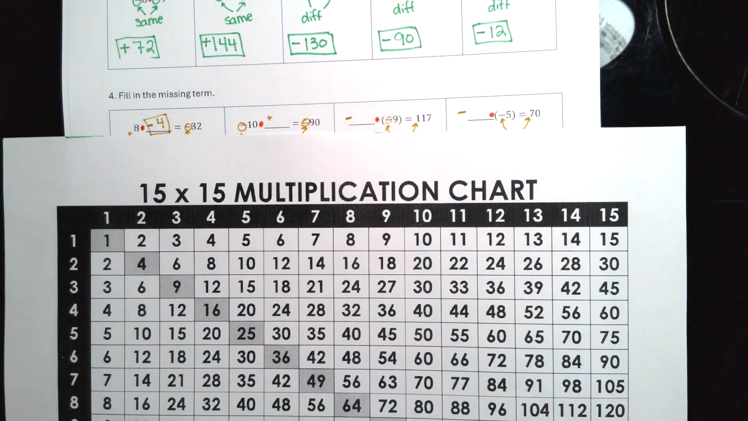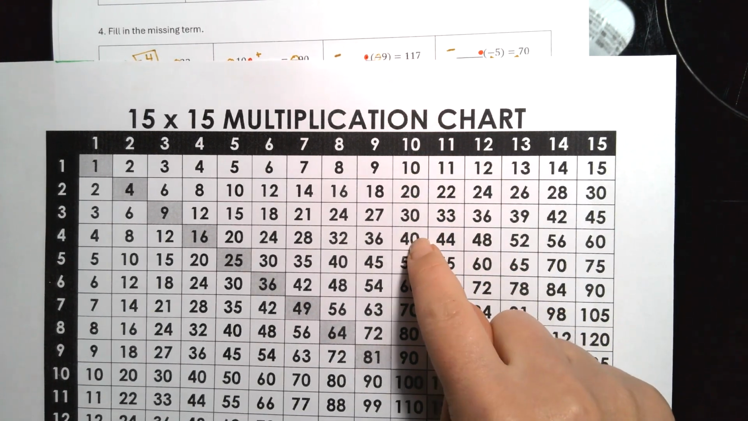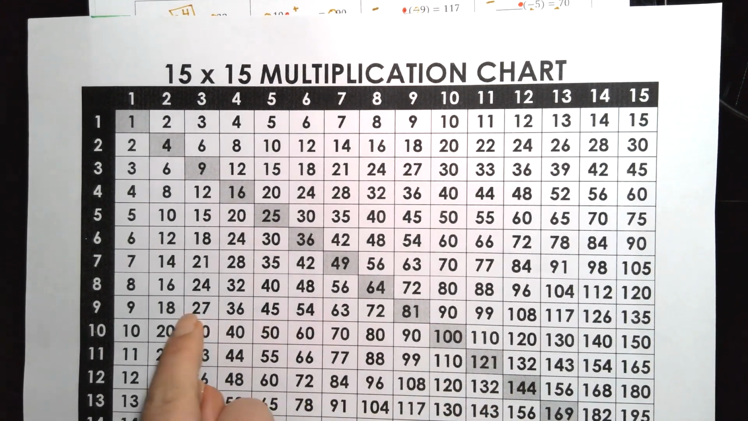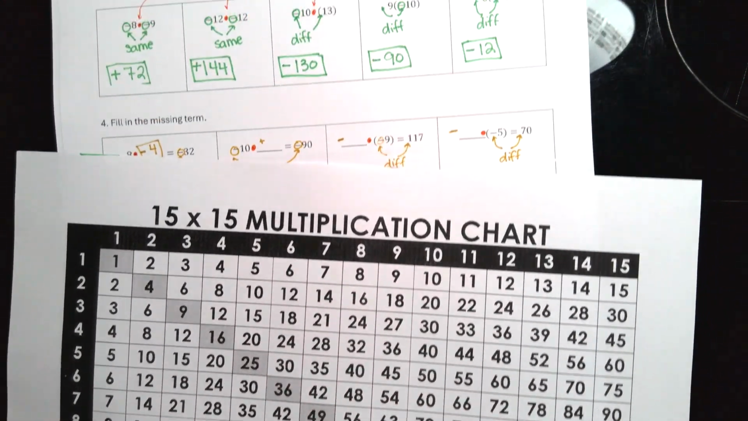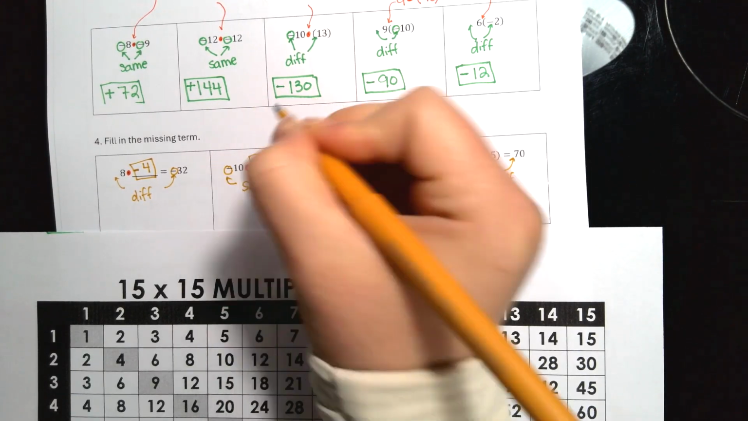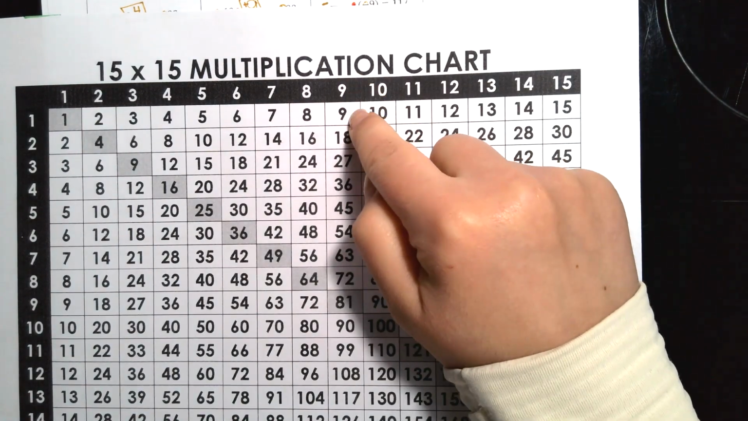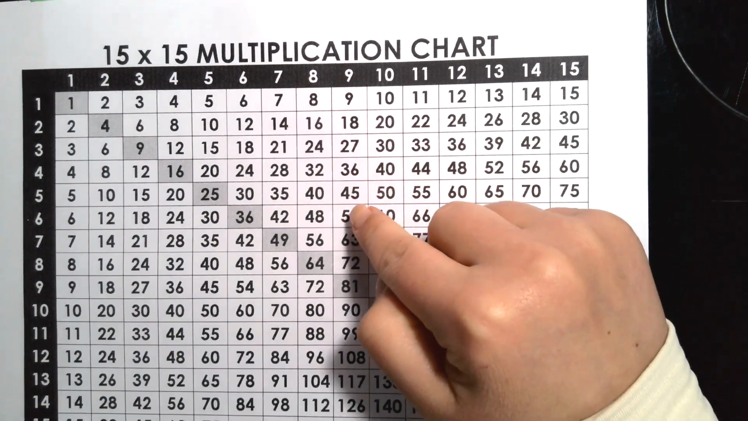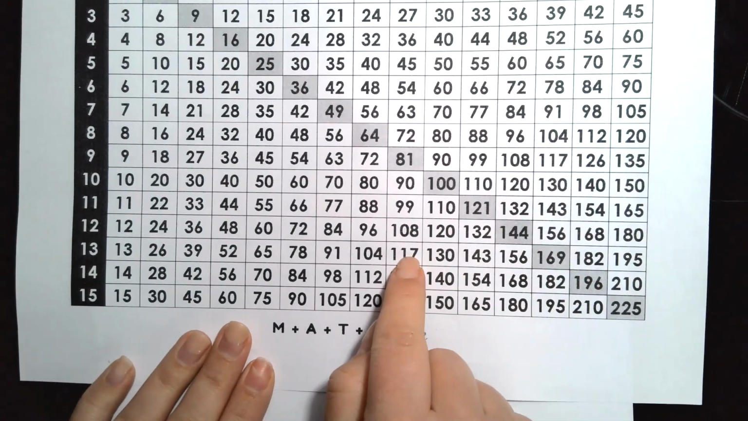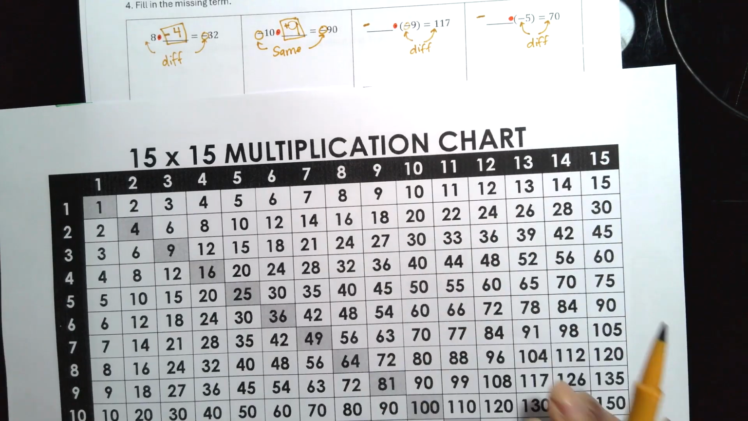Next, I have 10 and 90. So find 10, find 90. Here's 90. Drag your finger across, and I'm going to write 9. So for us here, positive 9. Then 9 and 117. So I'm going to find 9, and I'm looking for 117 here. Yes, 117 is here. Drag my finger over, and I get 13.